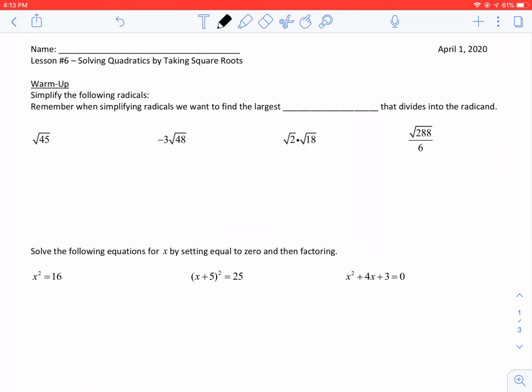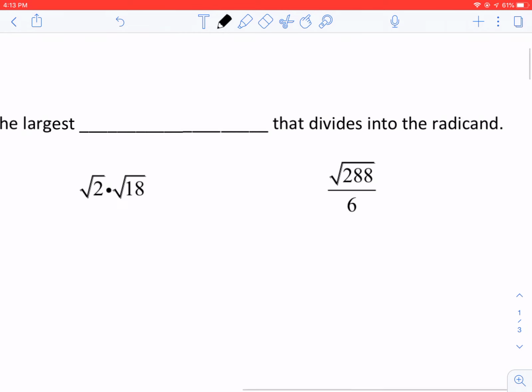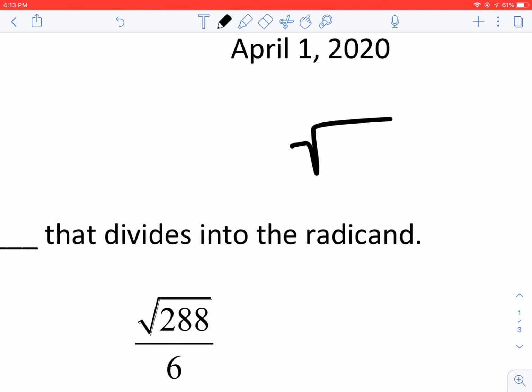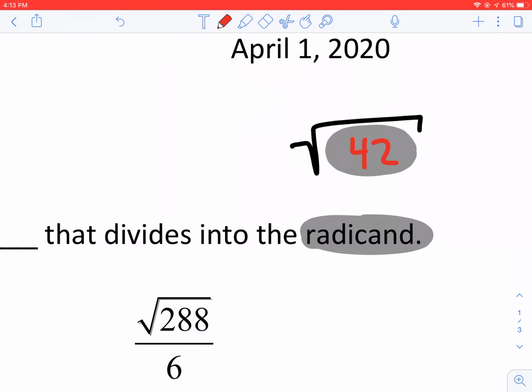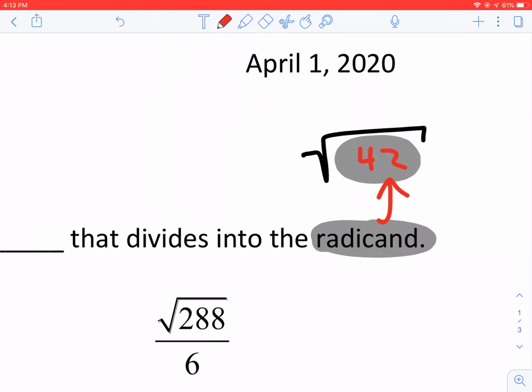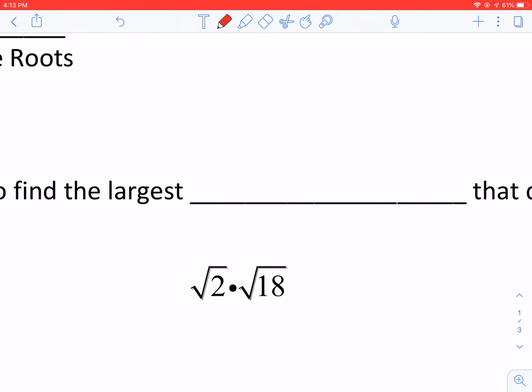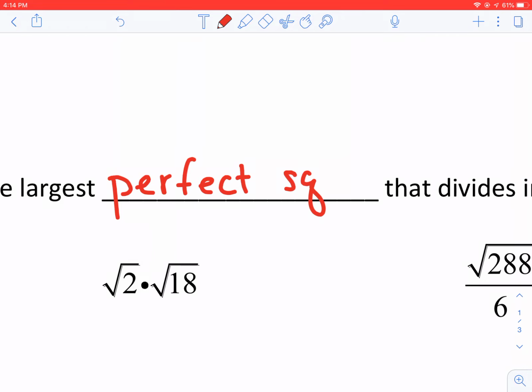Alright, so remember, when we're trying to simplify a radical, we're trying to look for the largest blank that divides into the radicand. So again, the radicand is the guy underneath the square root. So if it's a 42 here, the number 42 is the radicand. That's the radicand. So we're looking for the largest perfect square that divides into the radicand, because we can take the square roots of perfect squares.